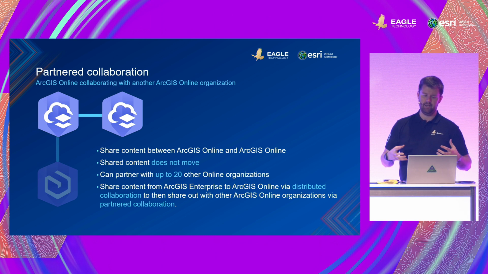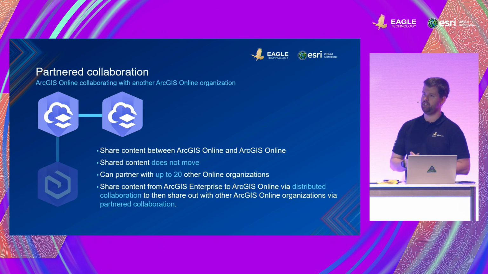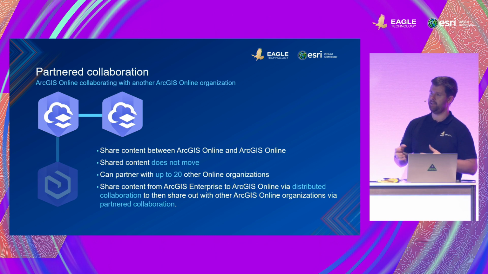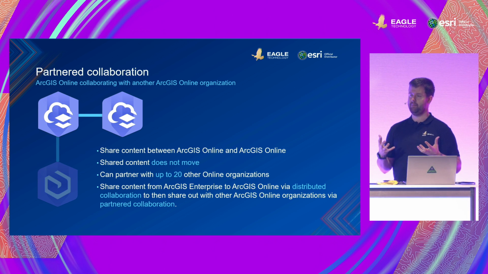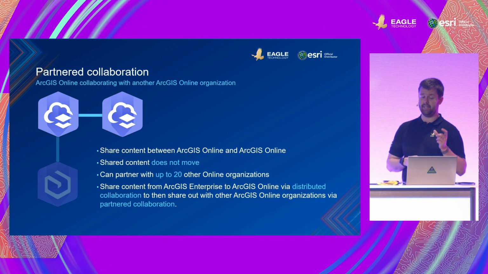And so this is really a visual that sums up what partner collaboration does. You're not moving content at all, you're just sharing access beyond. And you can partner with up to 20 other online organisations through this. So if you're a subscription administrator, this is a setting that you can turn on.